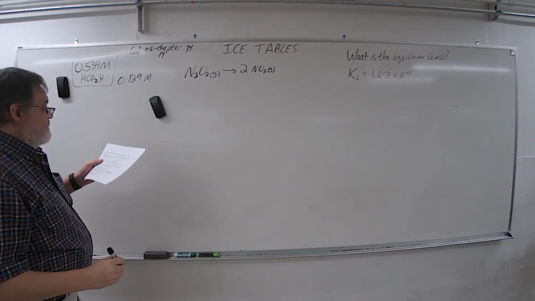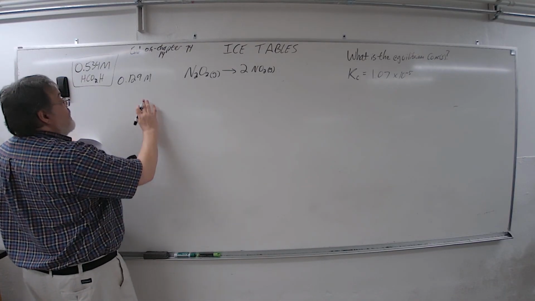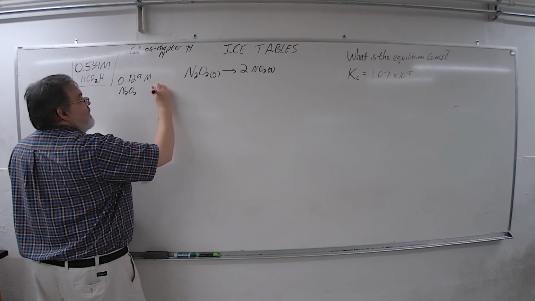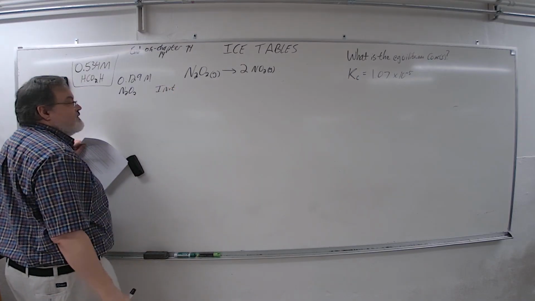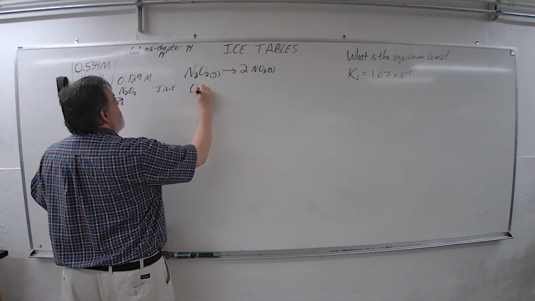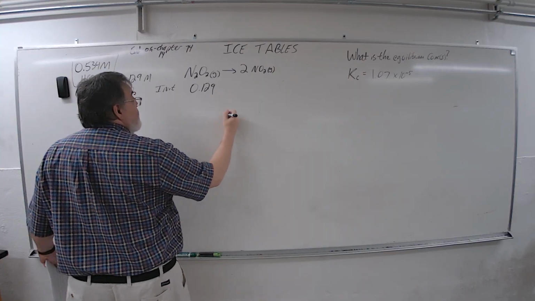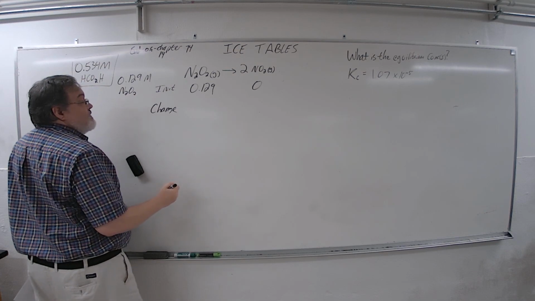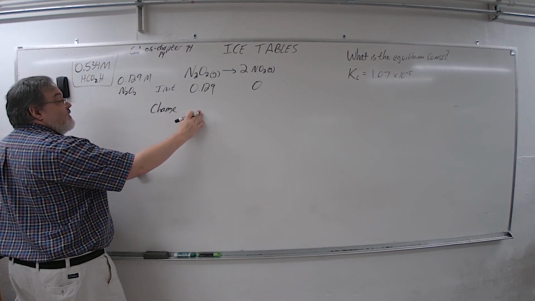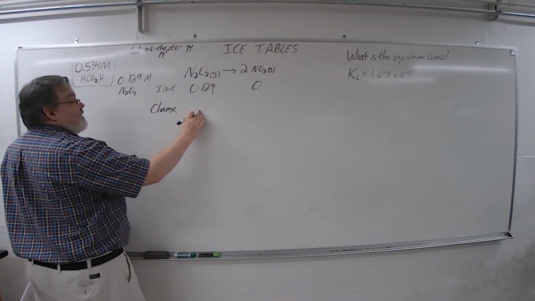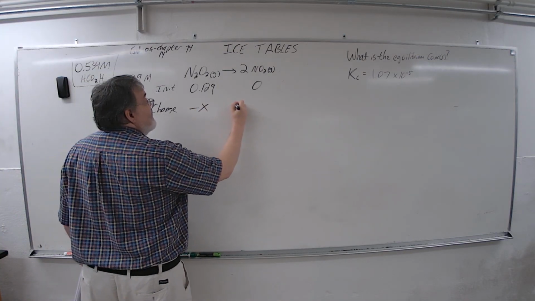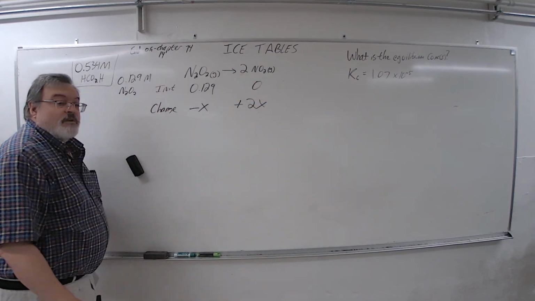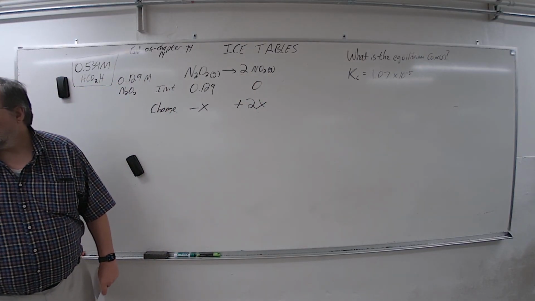All right, so if we do this one with the ice table, we're starting with this molarity of N2O4. So initial concentrations, this one's going to be 0.129. This one will start at 0. Change, is this positive or negative? So minus x, and this one's going to be plus 2x because of that 2. You with me? The 2x.